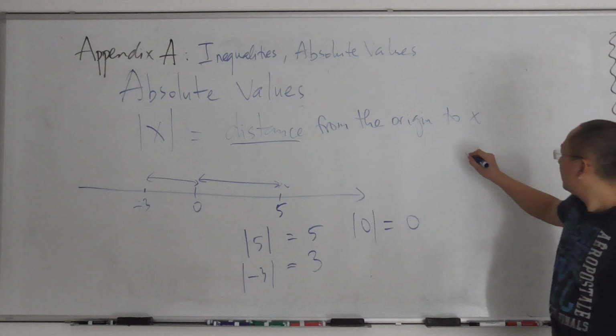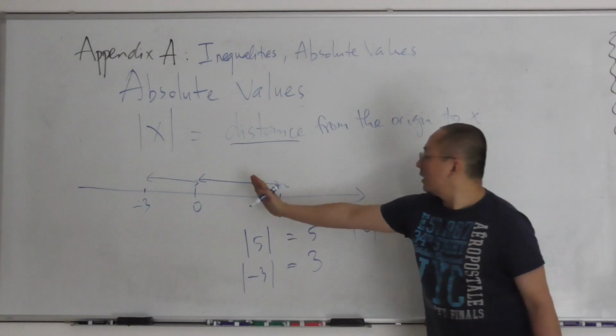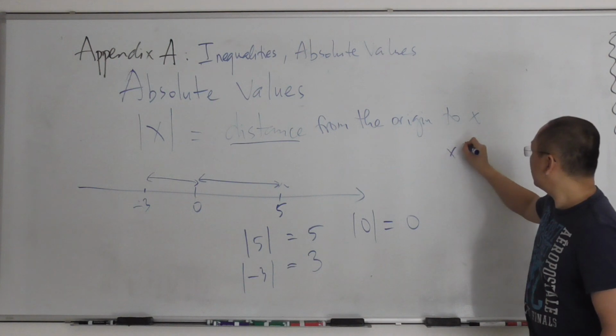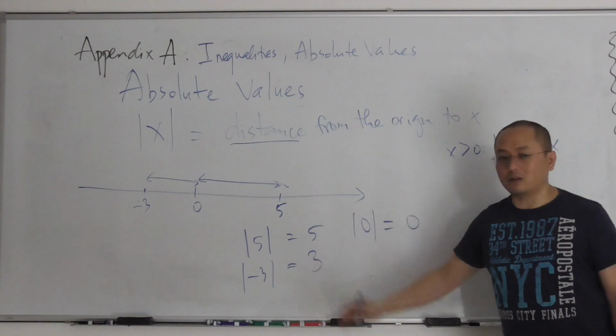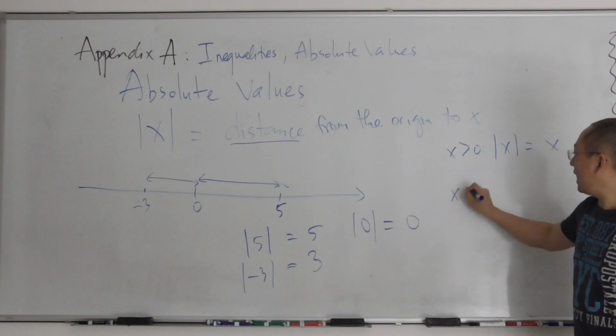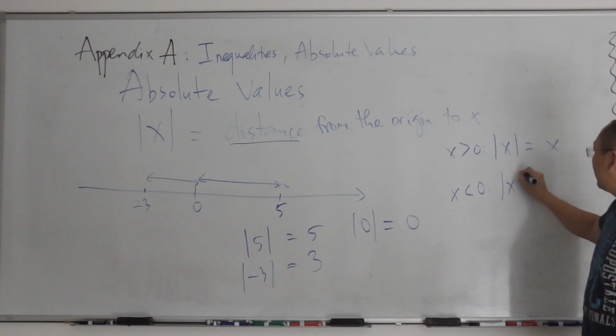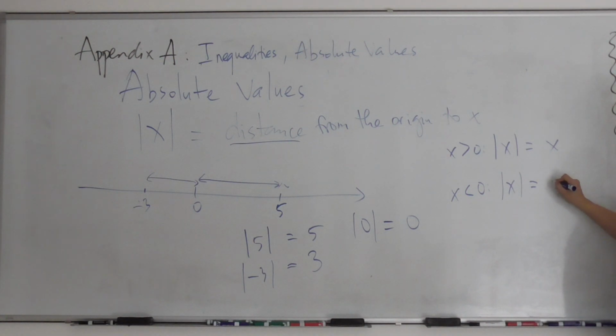In general, if x is a positive number, okay, on this side, the absolute value of x is just x itself. The absolute value of 5 is 5. If x is a negative number, the absolute value of x is going to be negative x. Now, don't misunderstand, the negative sign is not going to give you a negative number. No. Because x itself is a negative number. So x is negative 3, right? So I put a negative sign in front of a negative number, it's going to give you a positive number. That's all.